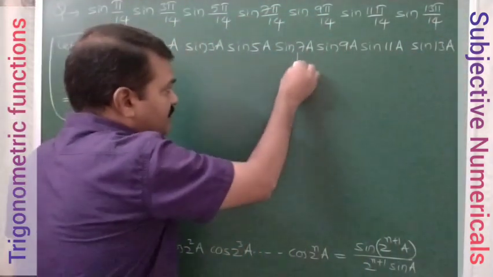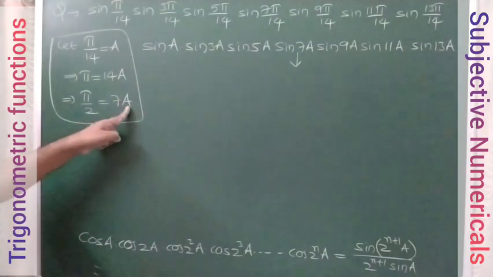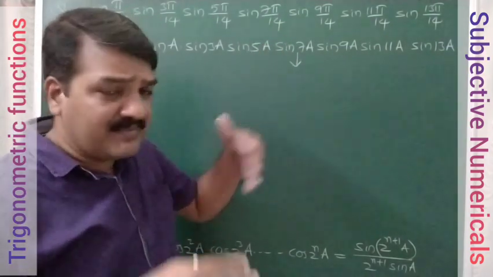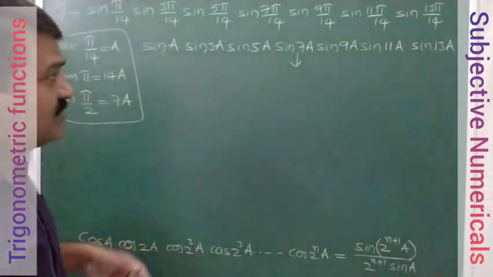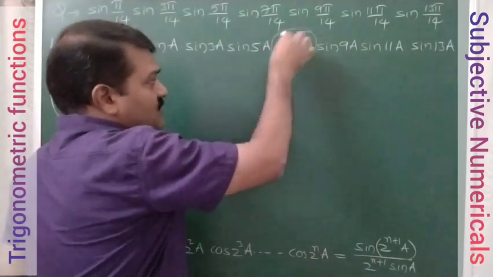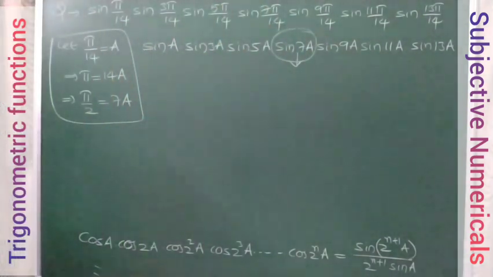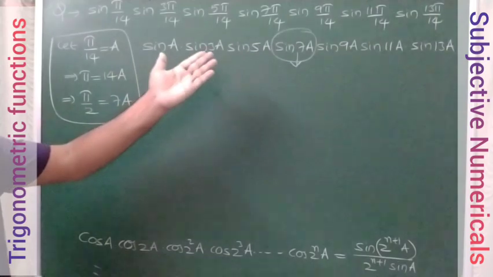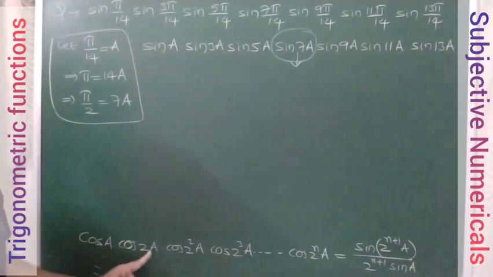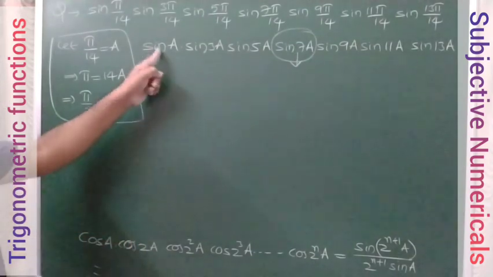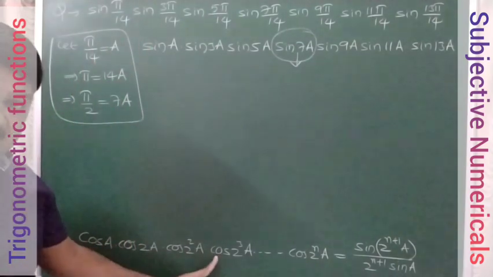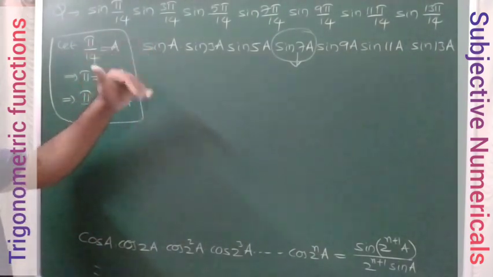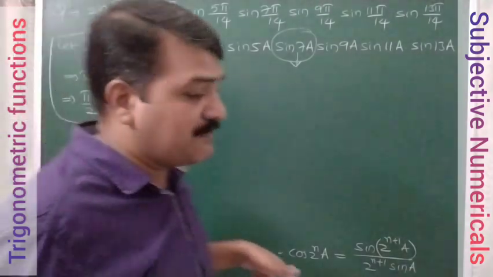Now, what is this? Sine 7a means sine pi by 2. And sine pi by 2 is 1. So sine pi by 2 is 1, of course, no need of writing that now. So this term is 1. So this is eliminated. Let us try to simplify or modify these terms, because direct simplification you cannot do. And I have a formula on board. So if you have all the terms in terms of cos like this, then you can use this formula.